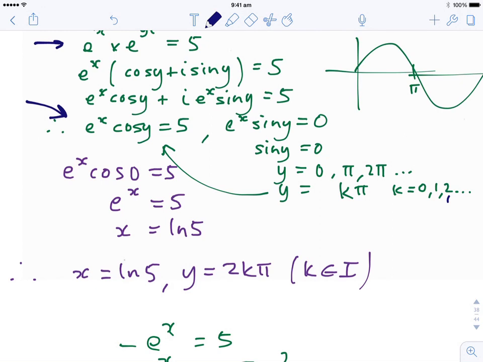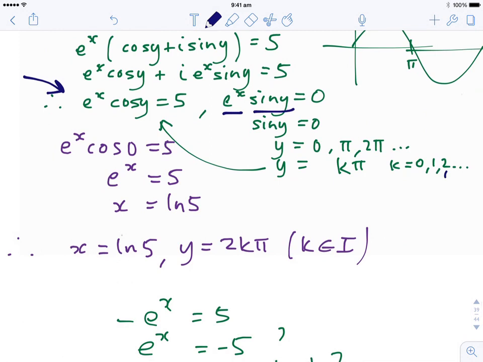For the first one, e to the x cos y equals 5. Actually, let's start with the right hand side. This is equal to 0. Obviously, e to the x is never equal to 0, so we don't have to consider any values of x that make that 0. What we're looking for is the y values. So in this case, sin y equals 0. That's going to happen for all values of y: 0, pi, 2 pi, 3 pi, 4 pi, etc. So all integer multiples of pi, and actually negative integer values as well, but we'll just consider the positive ones now, are going to be all the possible solutions there for y.